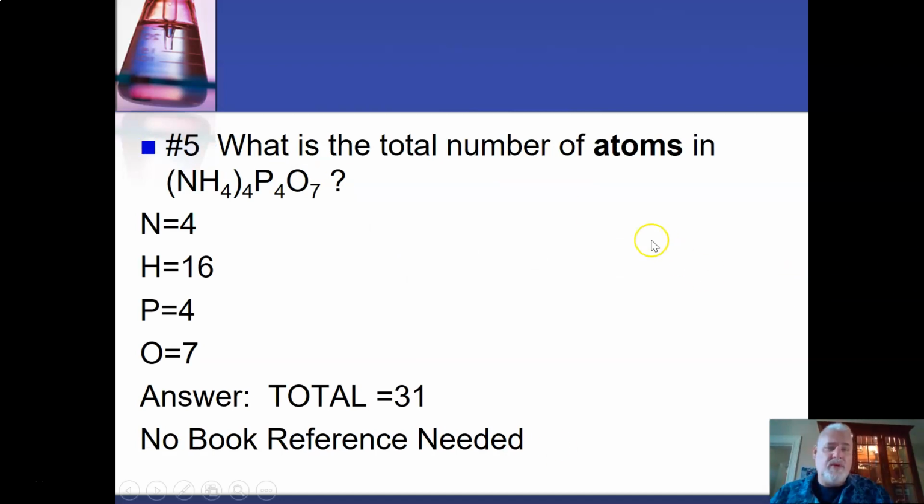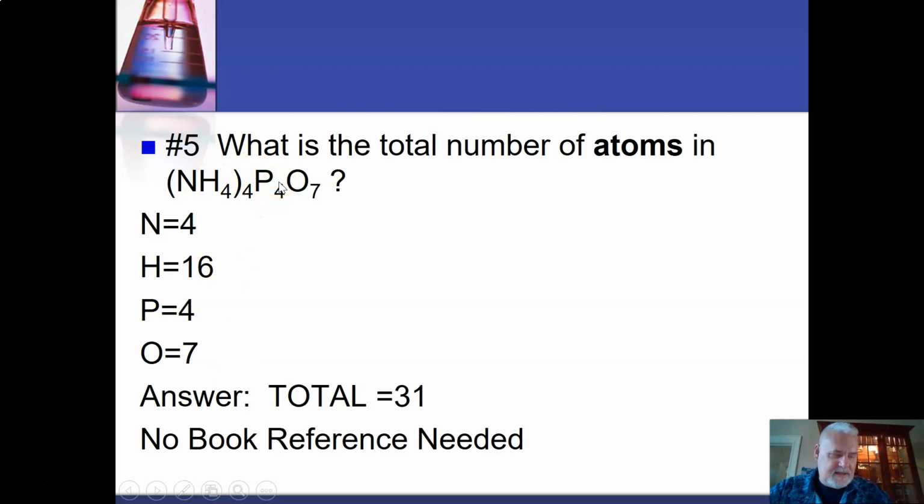Number 5, what is the total number of atoms in this molecule? You should be pretty good at that from our atomic weight calculations, our molar masses and formula weights and so on. You just need to carry these through here so that there are 4 nitrogens, and then 4 times 4, 16 hydrogens, 4 phosphorus atoms, and 7. So then you total those up. And you wouldn't need a book reference on this.